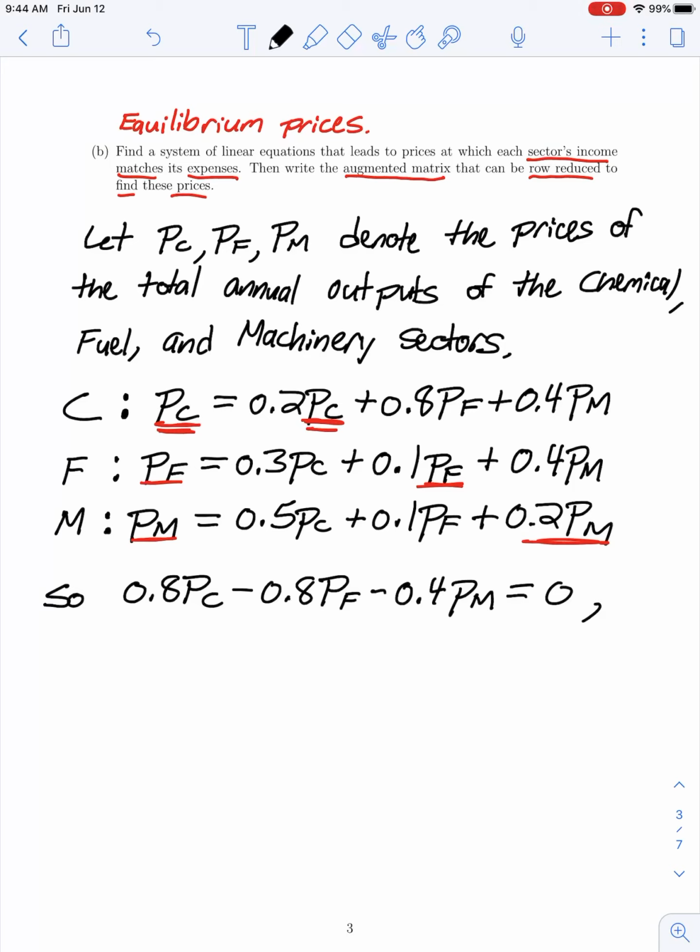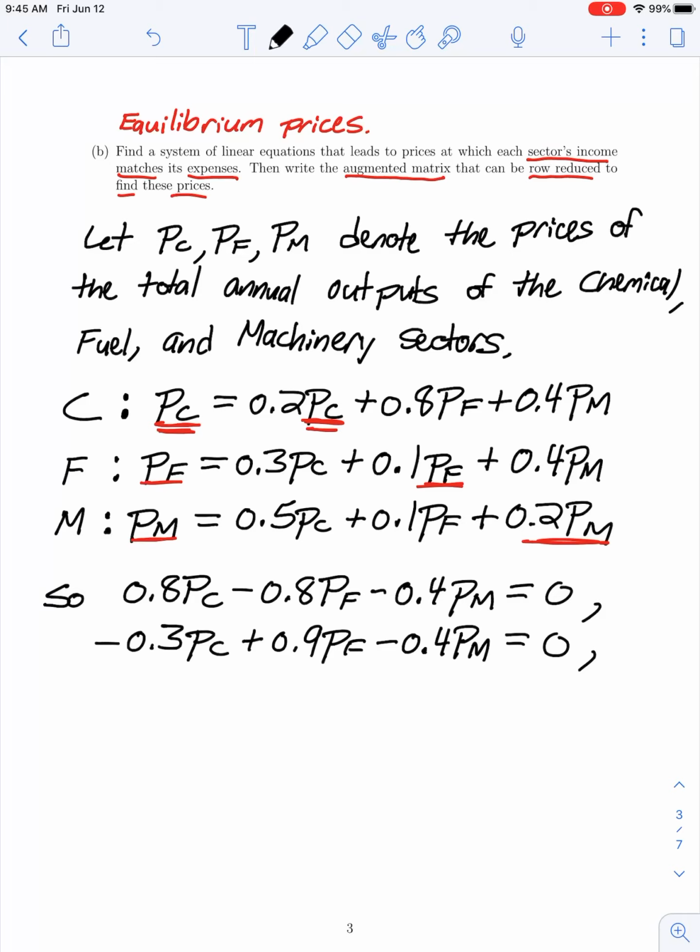Now doing the same with our second equation, and keeping the order of my variables the same, I want P sub C to be the first variable appearing in my second equation. So if I move everything to the left-hand side, I have a negative 0.3 P sub C. I had a 1 P sub F, and then I'm subtracting my 0.1 P sub F, so I'll have plus 0.9 P sub F, and then minus 0.4 P sub M has to equal 0.